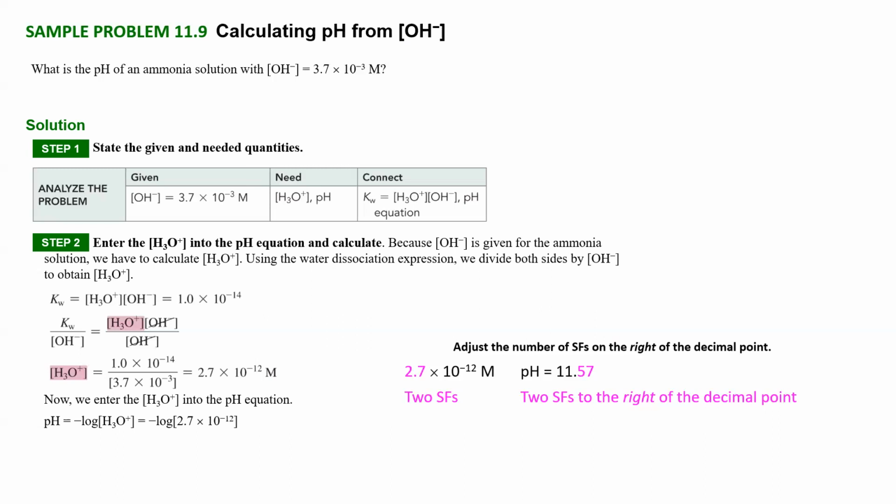Recall that because we have the 2.7, or two significant figures, in the coefficient in the hydronium ion concentration, we need to have two places past the decimal for the number of significant figures in the pH value. And the 11 came from the exponent. So we record our answer as 11.57 to the correct number of significant figures for the pH of the solution.